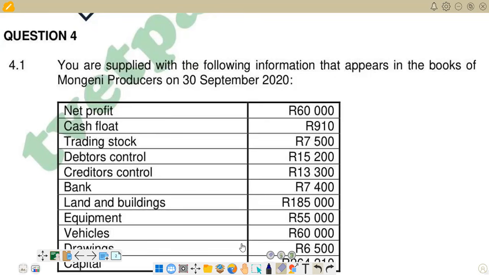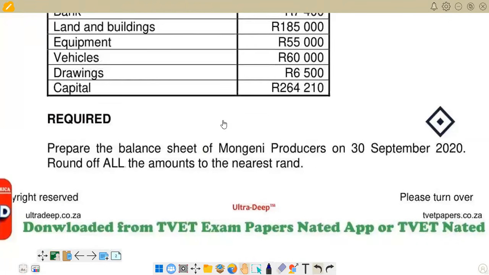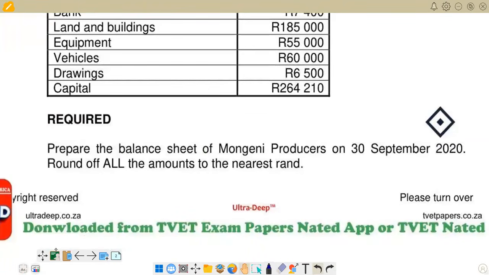If you go down the question, we have got a required part, which is the important part of the question. The required part reads, prepare the balance sheet of Mongeni Producers on 30 September 2020. Let's note there is an indication that we should round off all the amounts to the nearest rand, which basically means rounding to the nearest whole number. So it's important to take note of that.